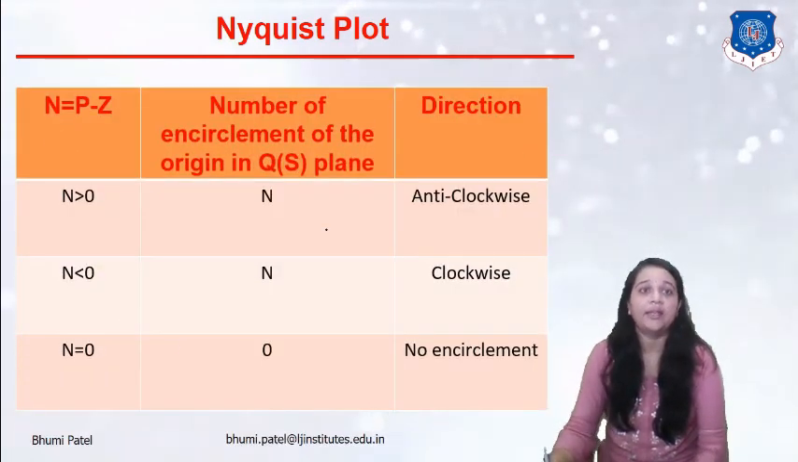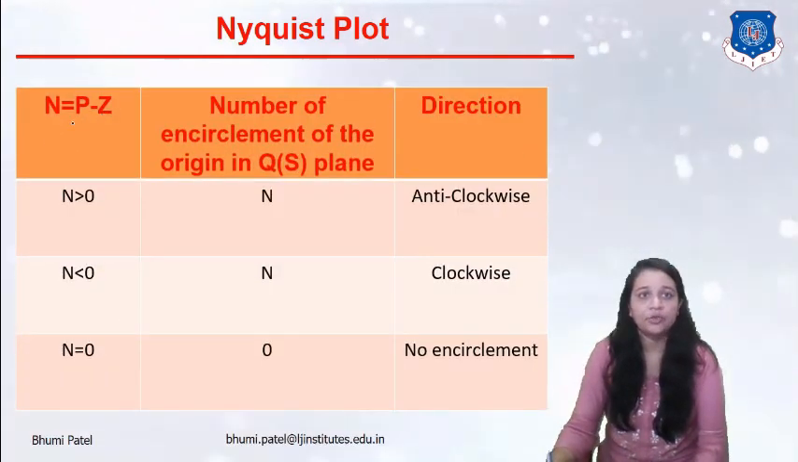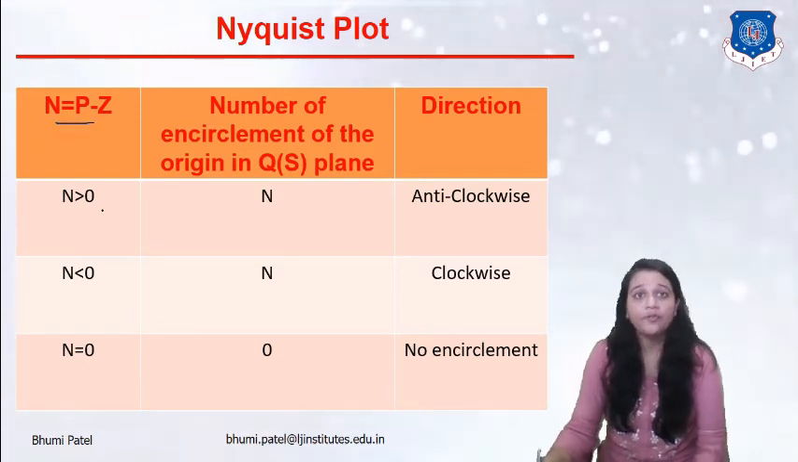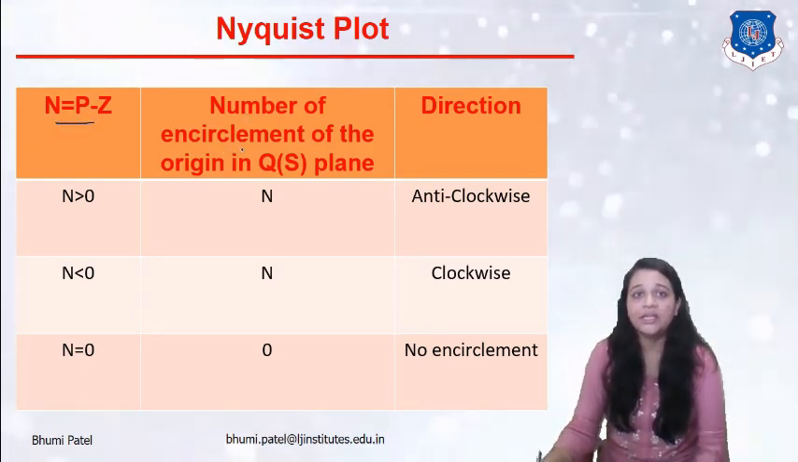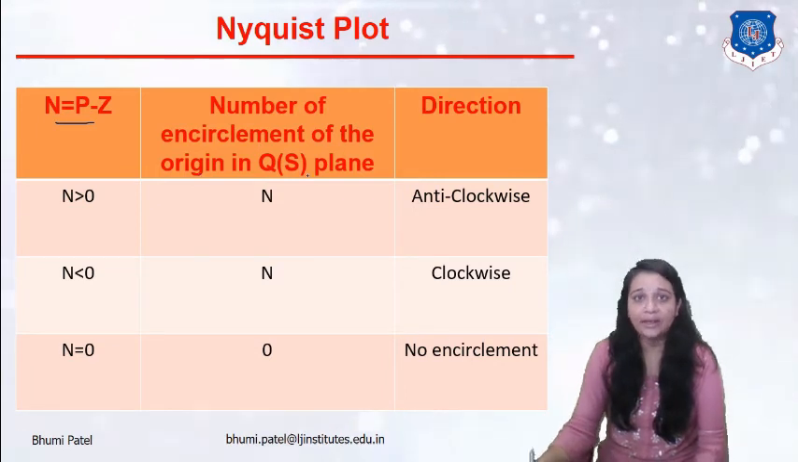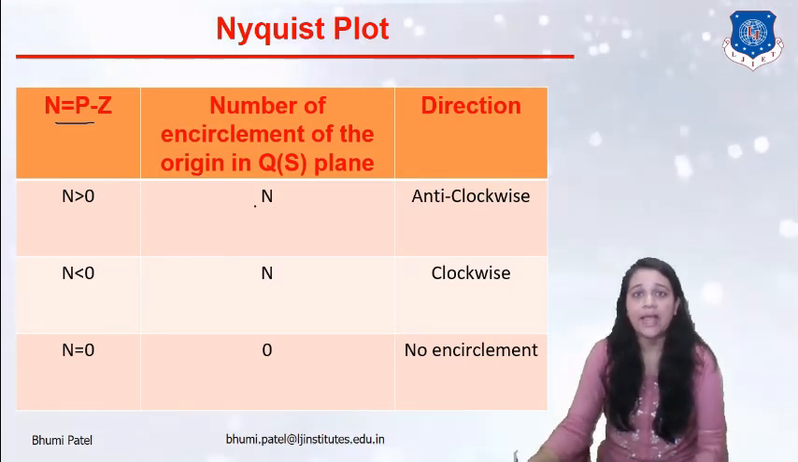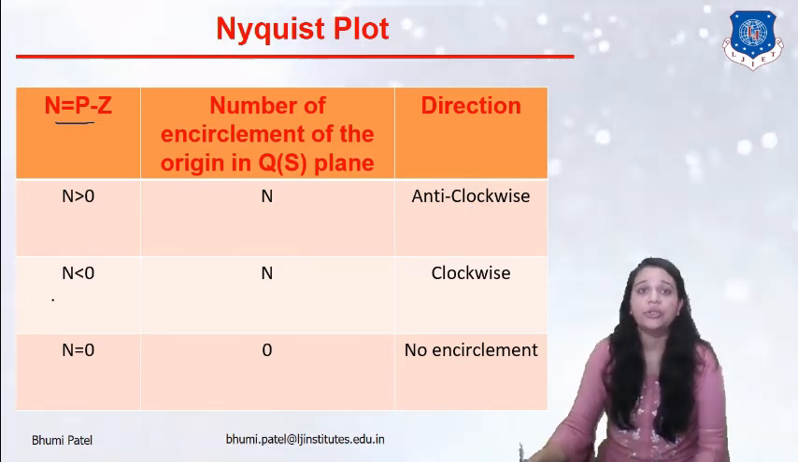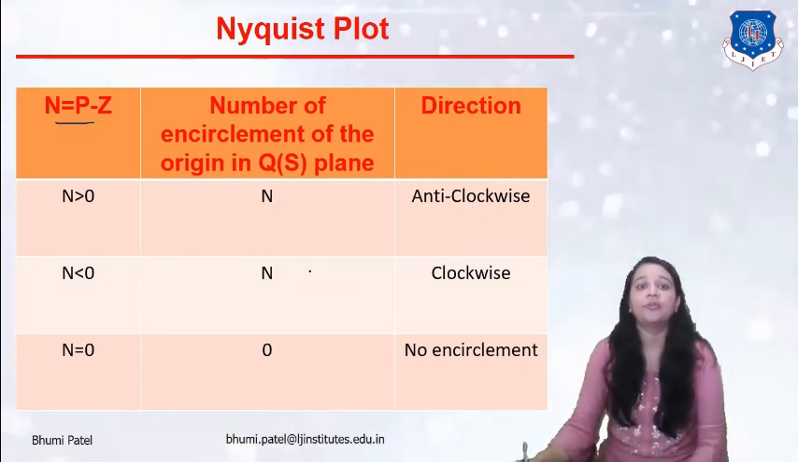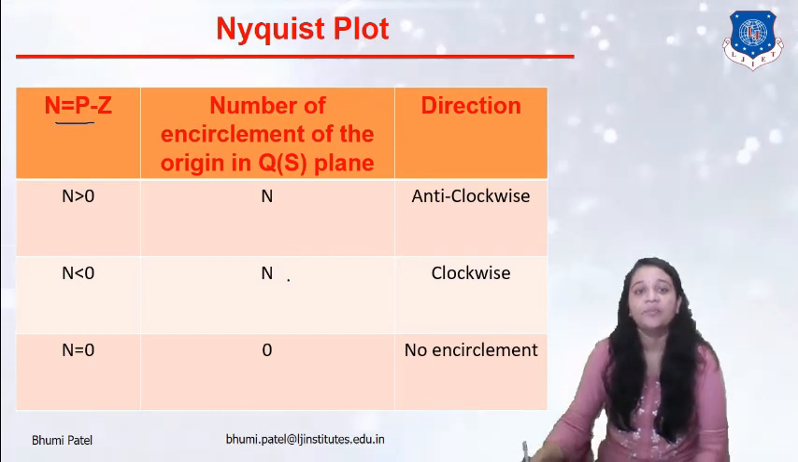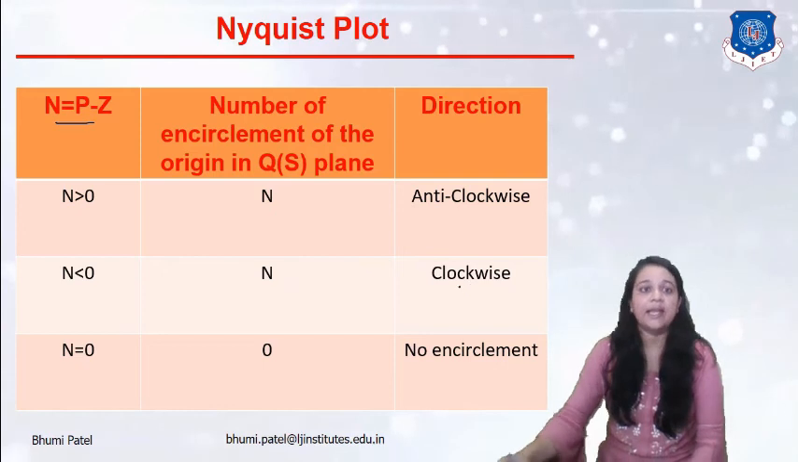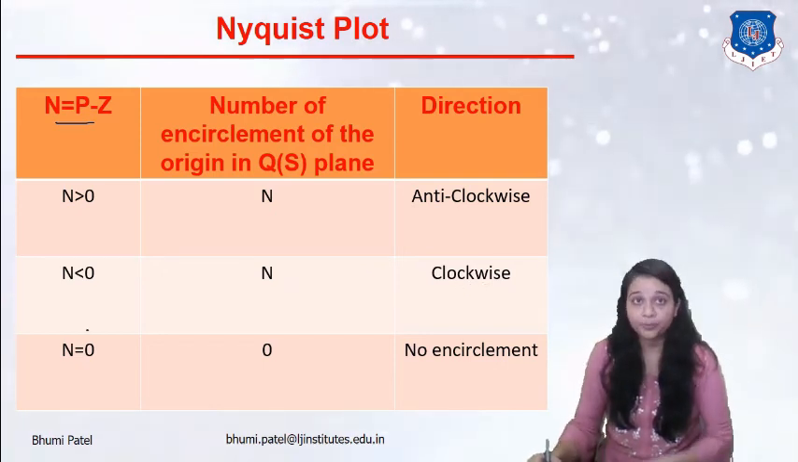So if n is equal to p minus z, as you know, if n is greater than 0, that time the number of encirclements of the origin in the QS plane is capital N and the direction is anti-clockwise. Okay, if n is less than 0, the number of encirclements of the origin in the QS plane is capital N and we get the direction clockwise, and if n is equal to 0.